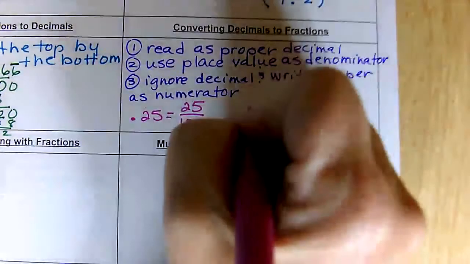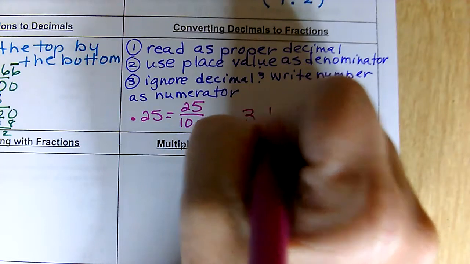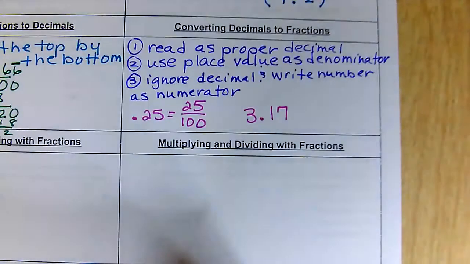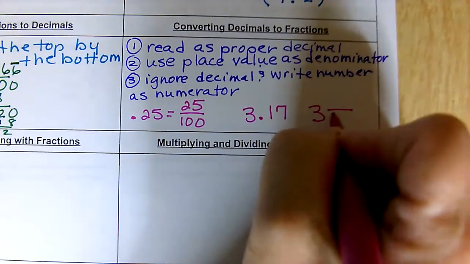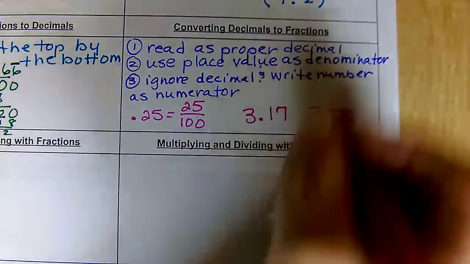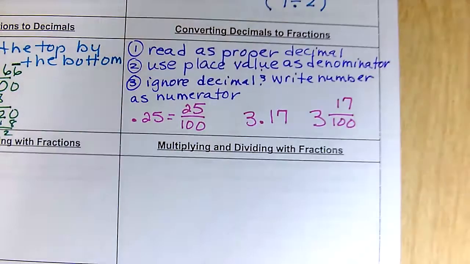All right, then over here you have 3.17. That's saying you already have 3. You have a whole number of 3. All right, and then tenths and hundredths. So you've got 3. Denominator is 100. The top is 17.